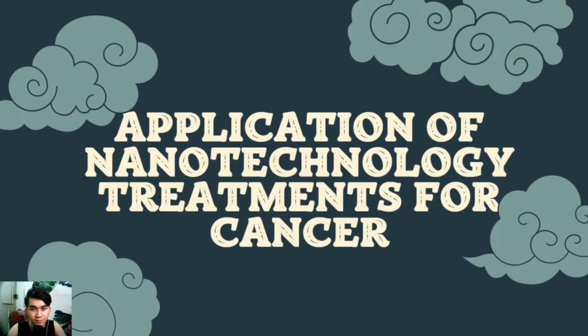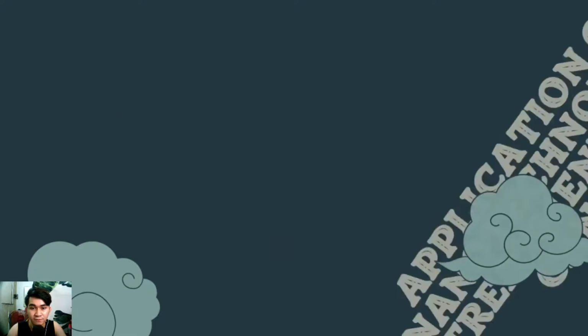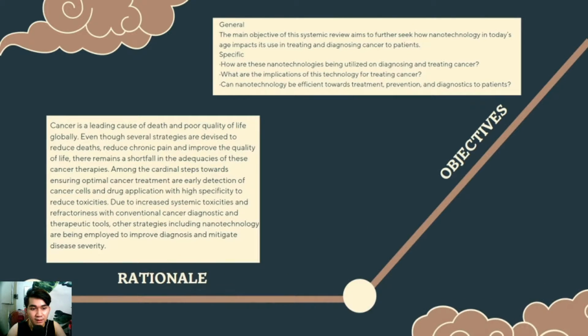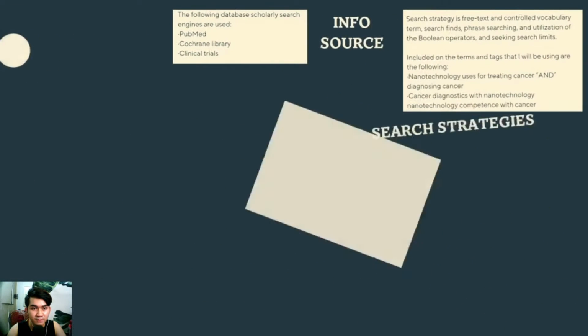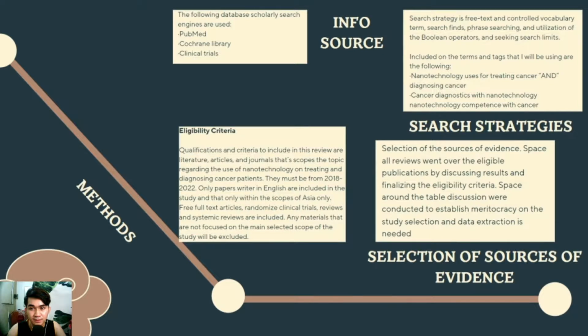Good day everyone, my name is EJ and today I'll be performing LO3, which is to search keywords effectively using Boolean operators through search engines and scholarly databases. My study is on applications of nanotechnology treatment for cancer. These are the rationale and objectives. Feel free to pause, including the methods, information sources, search strategies, and selection of sources of evidence.